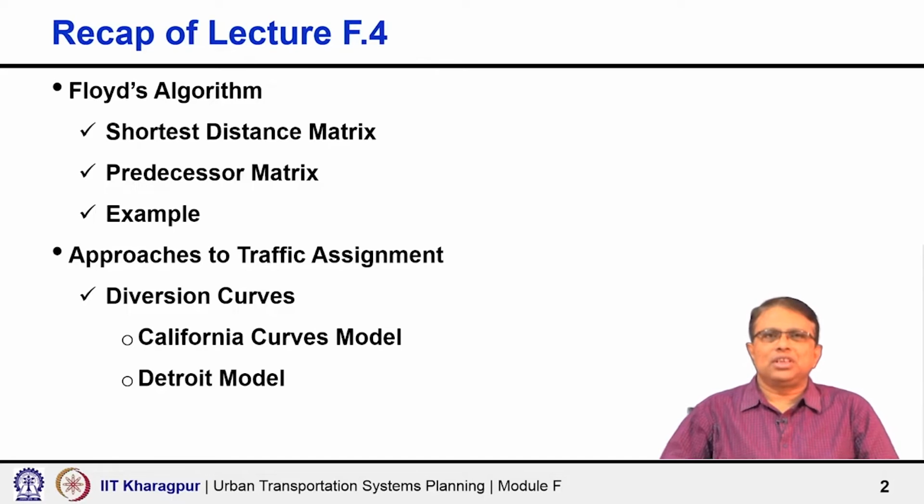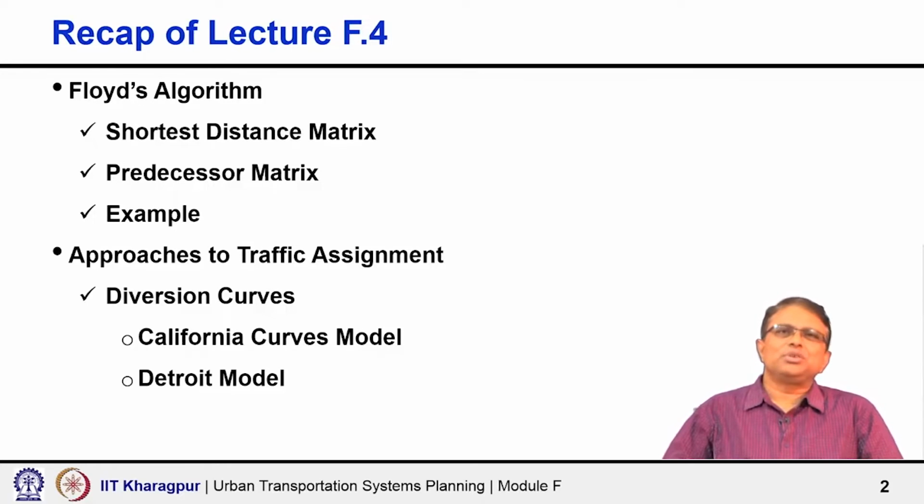In the previous lecture, we discussed Floyd's algorithm, how to find the shortest path using Floyd's algorithm, the shortest distance matrix, the predecessor matrix, and also took an example to tell you how, stepwise, you can proceed to get the shortest path from all home nodes to all home nodes in n iterations, assuming that there are n nodes in the network. All those steps we explained.